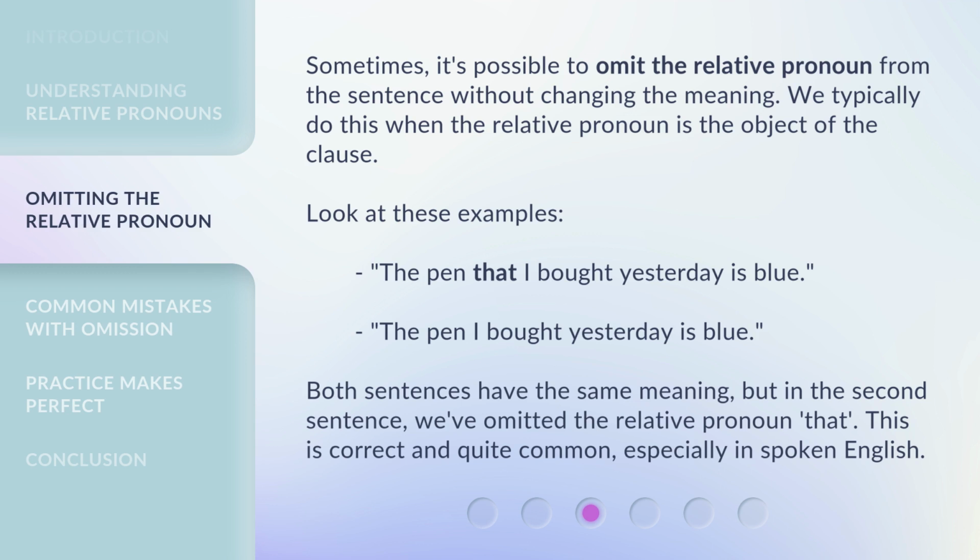Sometimes, it's possible to omit the relative pronoun from the sentence without changing the meaning. We typically do this when the relative pronoun is the object of the clause. Look at these examples. The pen that I bought yesterday is blue. The pen I bought yesterday is blue. Both sentences have the same meaning, but in the second sentence, we've omitted the relative pronoun, that. This is correct and quite common, especially in spoken English.